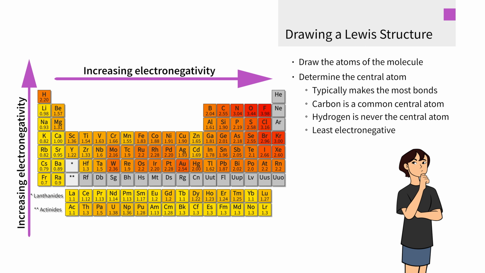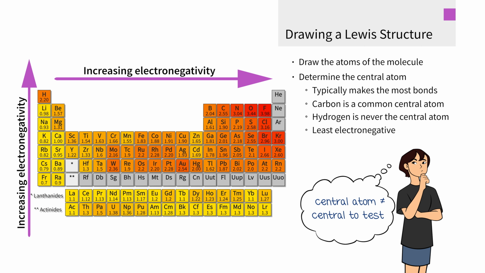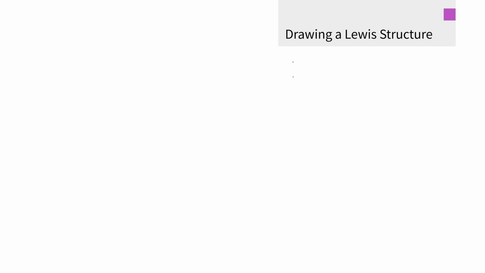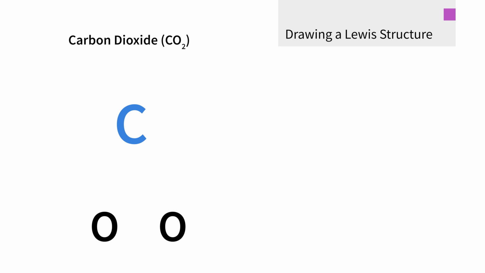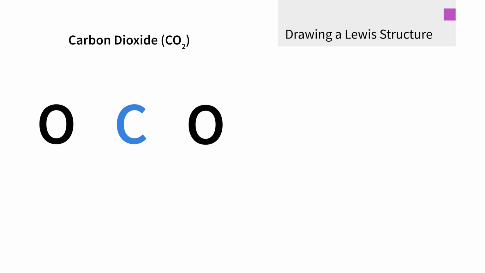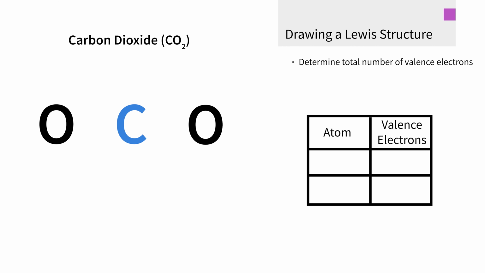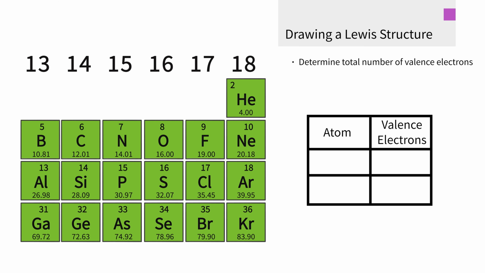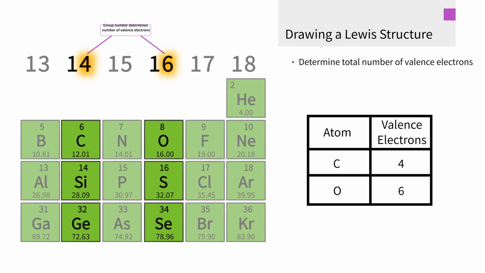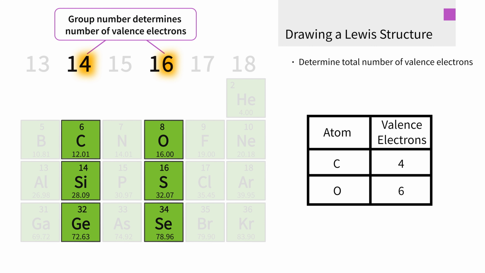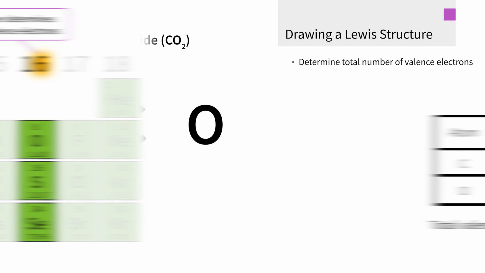And don't stress about memorizing a bunch of rules for central atoms. Much of this will come with practice, and it will rarely be central to a test question. Returning to our example, carbon will be the central atom of CO2. After the parts of the molecule are drawn, determine how many valence electrons must be present in the entire molecule. You can find the number of valence electrons associated with a given atom by using the periodic table. Here, carbon has 4 valence electrons, while oxygen has 6, yielding 16 total valence electrons for CO2.